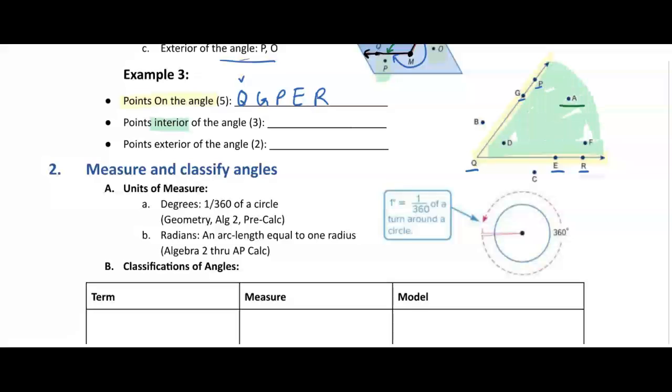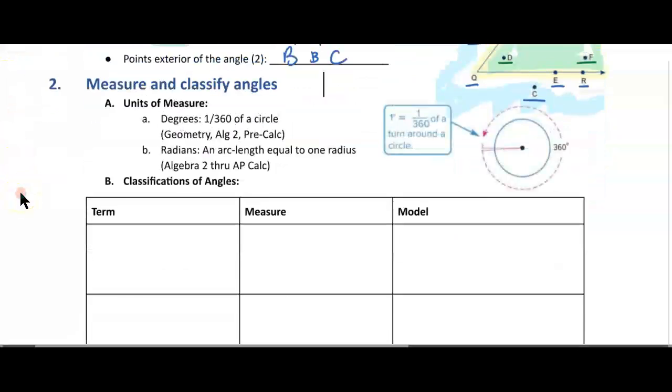So I have A, D, and F are points interior of the angle. And then my points exterior of the angle are going to be at the outside big space out here, which will include point B and point C.